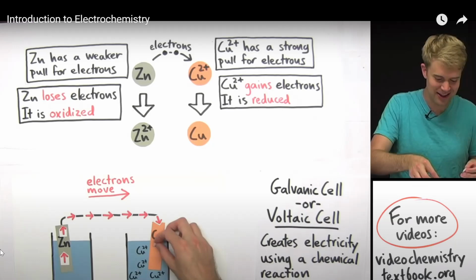Copper ions, copper salt. But then once you use all the ions, it's copper salt. What do you guys think? What happens? Where do those electrons end up? Yeah?